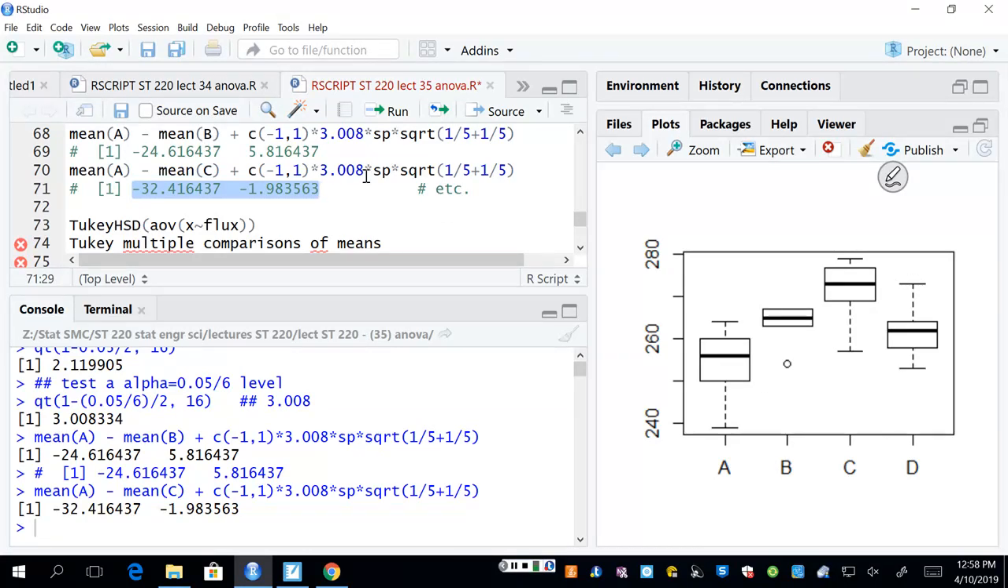That adjusted 95% confidence interval, even with this wider, bigger multiple for multiple testing, still goes from -32 to -2. So I've taken A minus C, so that's why it's negative. If I took C minus A, it would be positive. Just flip it. But that one doesn't include 0. So A and C look like they're significantly different from one another, even adjusted for the fact that we're doing all these multiple tests.